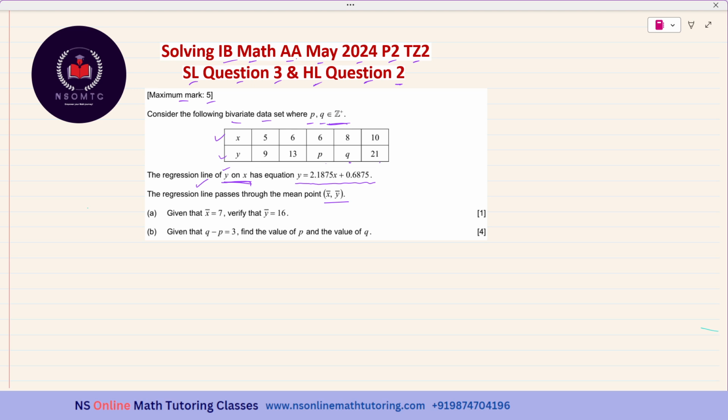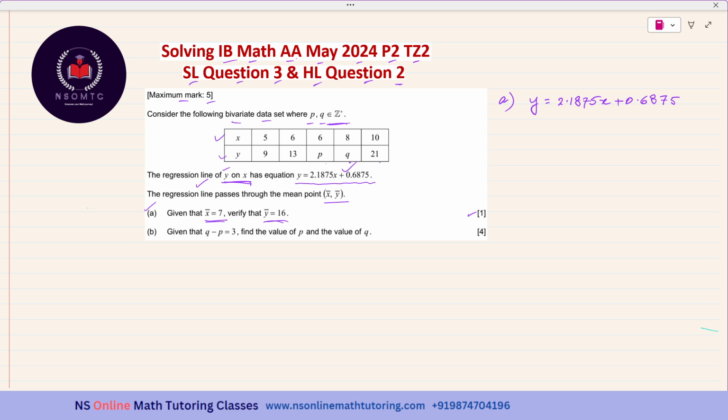So the first question is given that x bar, that is the mean value of x, is 7, verify that the mean value of y is 16. It is containing just a single mark. And the regression line equation is this one: y equal to 2.1875x plus 0.6875.